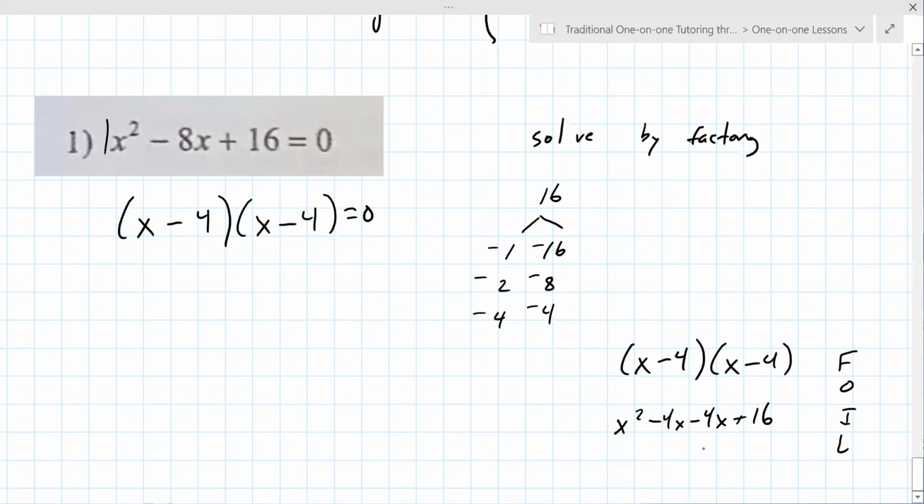You don't need to FOIL because it says to solve by factoring. So you factor, and then you're not quite done. You have to set each factor equal to 0. You're going to set each factor equal to 0, and then you just add. So x equals 4, x equals 4.